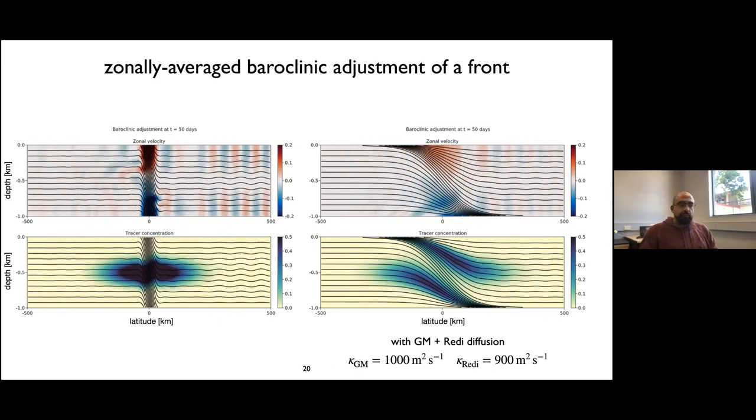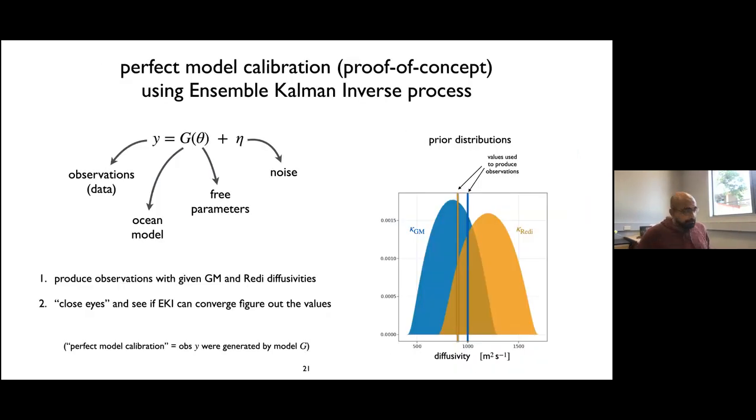Now I put in two numbers. The name of the game now is to go and calibrate against the 3D model and find the best values of these parameters. I'm just trying to show you how this ensemble Kalman inversion process really works, and here I'm creating observations with given parameter values and then trying to close my eyes and see if this process can figure out the parameter values.